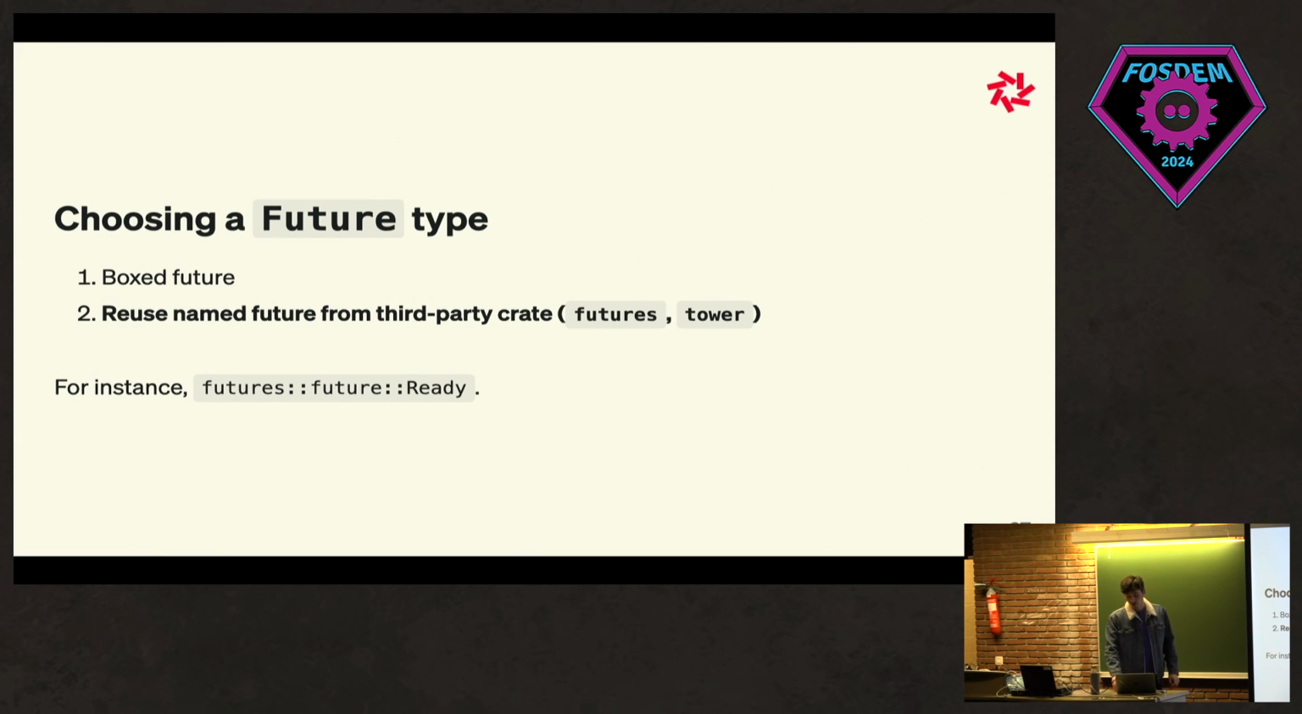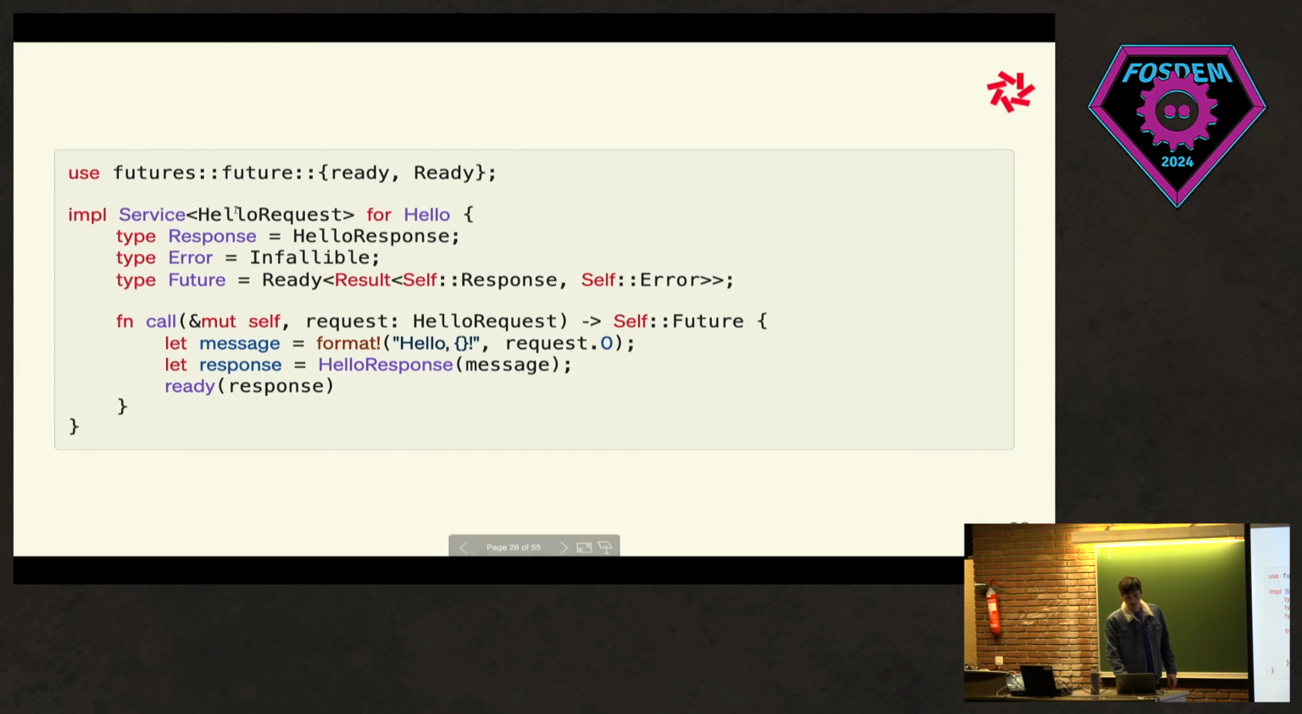It's convenient. So in this example, we can use the Ready type from the futures crate. So this time, we changed the return type here. It's Ready, and this time we return ready. So we got rid of the allocation and the dynamic dispatch. And it's actually more readable.